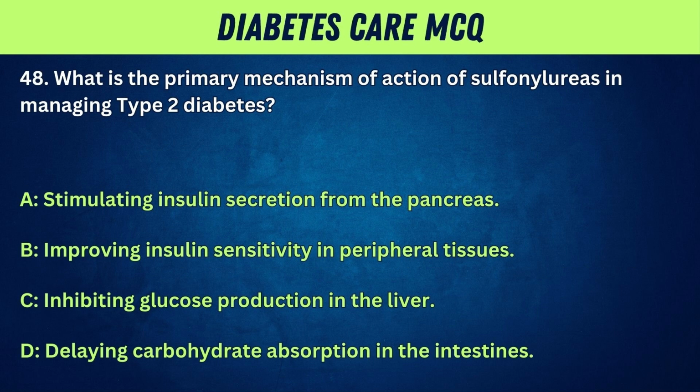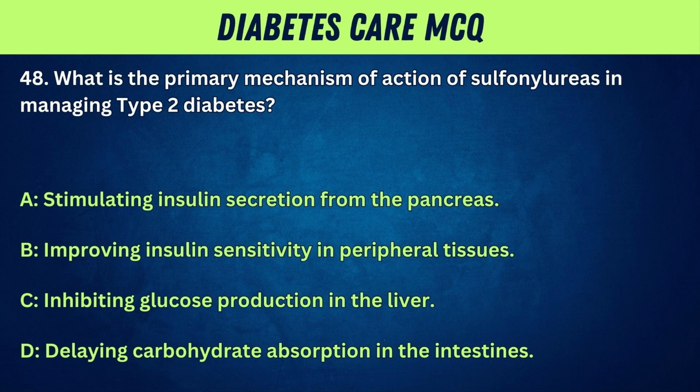48. What is the primary mechanism of action of sulfonylureas in managing type 2 diabetes? A. Stimulating insulin secretion from the pancreas. B. Improving insulin sensitivity in peripheral tissues. C. Inhibiting glucose production in the liver. D.